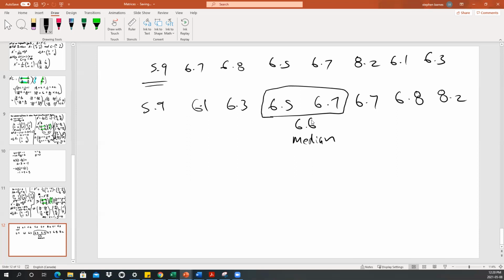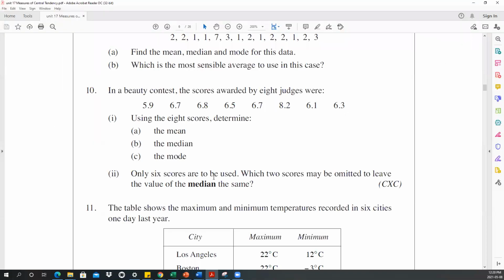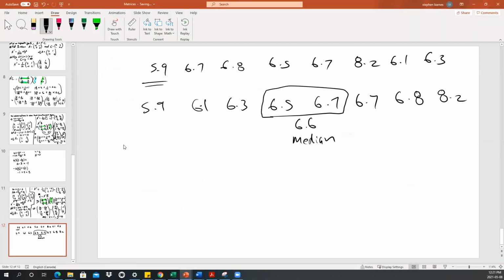Now the question asks, which two scores may be omitted to leave the value of the median the same? Which number repeats? So I would omit 6.5. You would omit 6.7 and 6.5? Yes, sir. Then the next two middle numbers are 6.3 and 6.7, and taking the average of that, you get 6.6. Well, that's the closest.